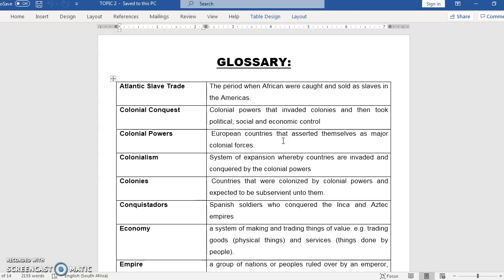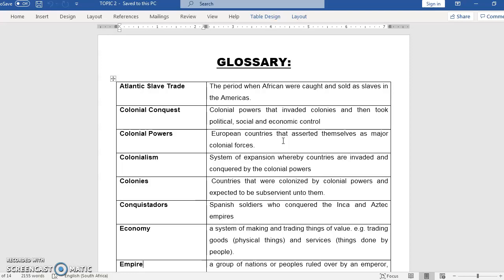The Atlantic slave trade, you will remember that from grade 8. It was basically a period of time where European powers would go and collect slaves from Africa and then drop them off in the Americas so that they could produce raw materials, which would then be sold back to the European powers, who would then make manufactured goods which they then sold for profit. So that was the transatlantic slave trade. The main thing you need to know is that African people were caught and sold as slaves in the Americas.